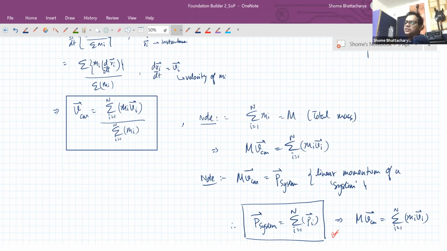Meanwhile, please do revise the derivations of center of mass that we've done today, the position of center of mass calculation, and do questions from HC Verma and your module which are related to position of center of mass.